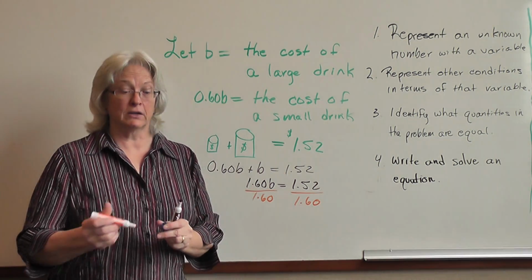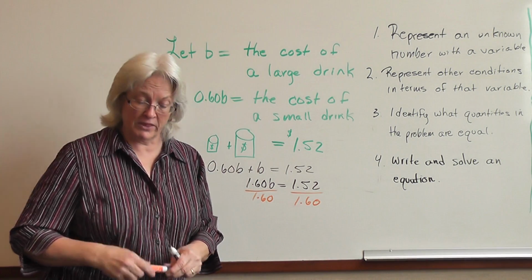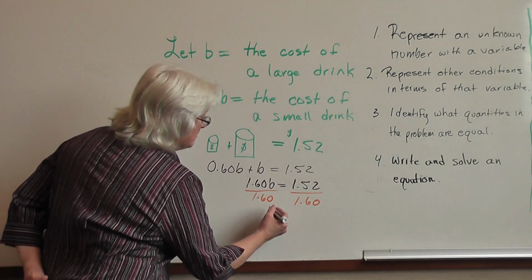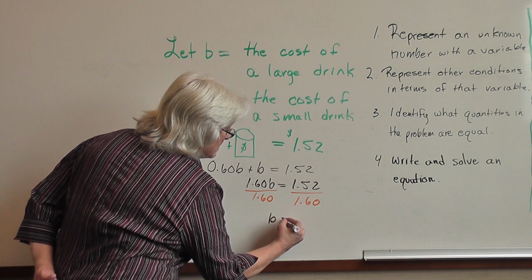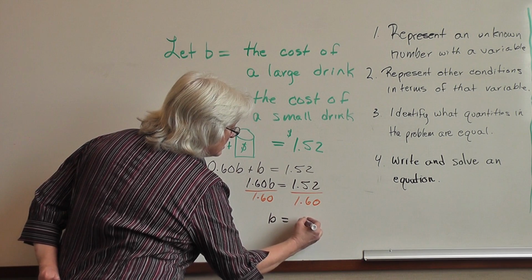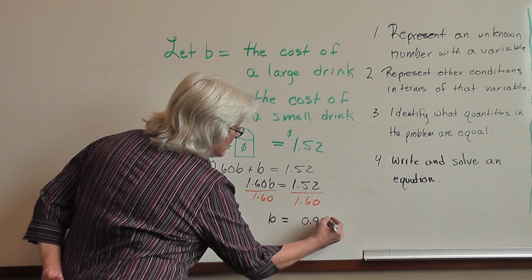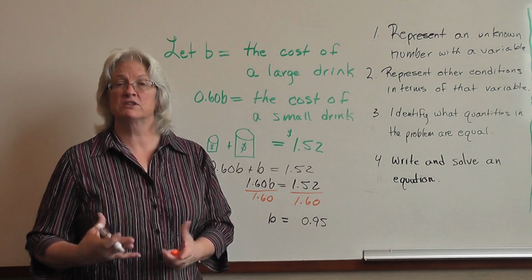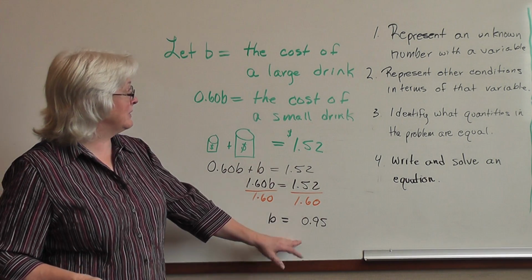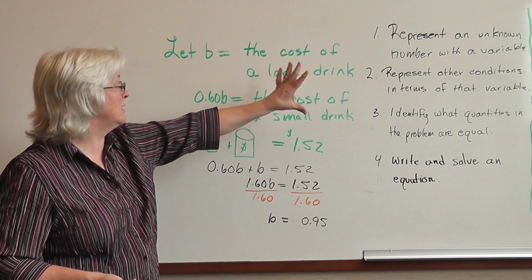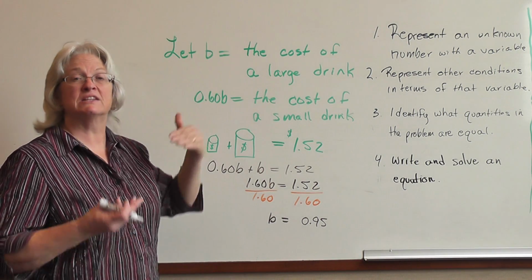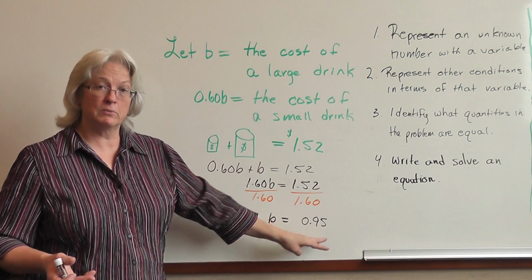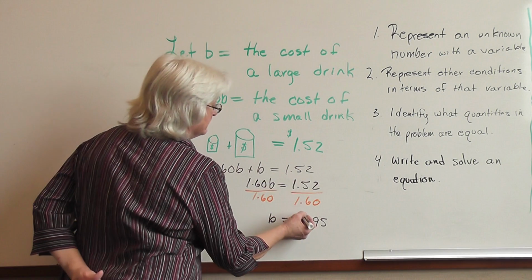You may use your calculator to go ahead and come up with that value. When you do your division, you see that B is equal to 0.95. Now we need to do more than just say 0.95 because this is a word problem that we're solving. What is B? It's the cost of a drink. So how's our cost here? What's this going to be? You have to put your dollar sign.